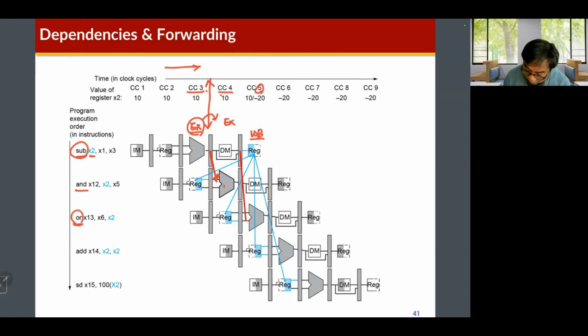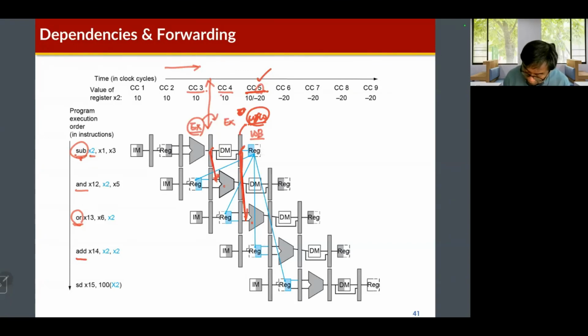So the OR instruction also requires the result of the sub instruction at clock cycle number 5. At clock cycle number 5, the result of the sub instruction is in the memory write back pipeline register. So we can forward this result to the input of the ALU. Then how about the add instruction?